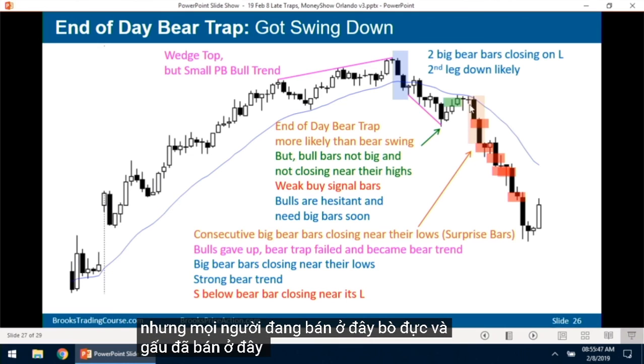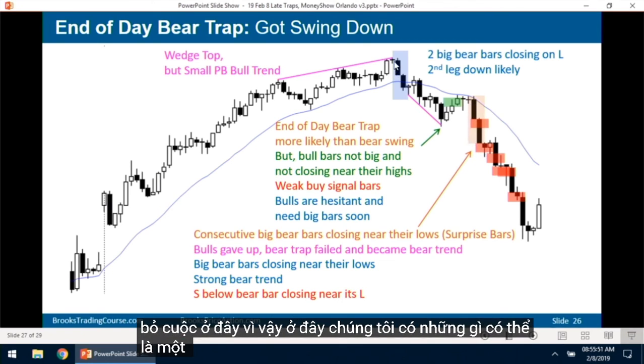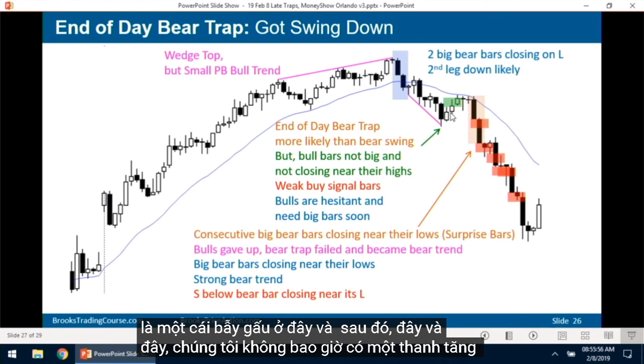Bulls and bears are selling here. The bulls gave up here. So here we had what could have been a bear trap, here, and then here and here. Yet we never get a bull bar closing near its high.